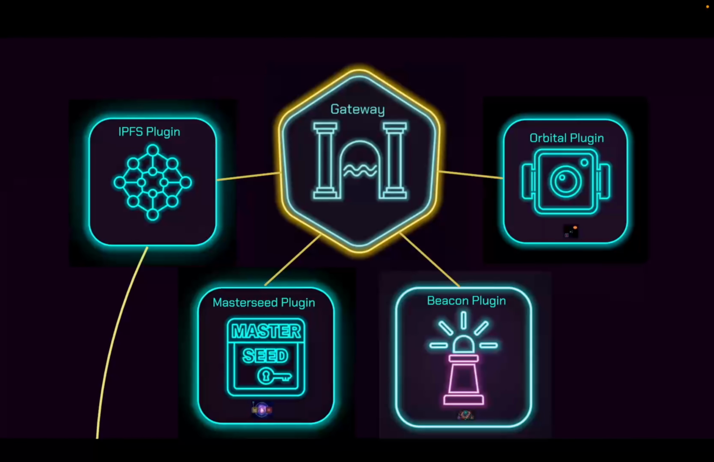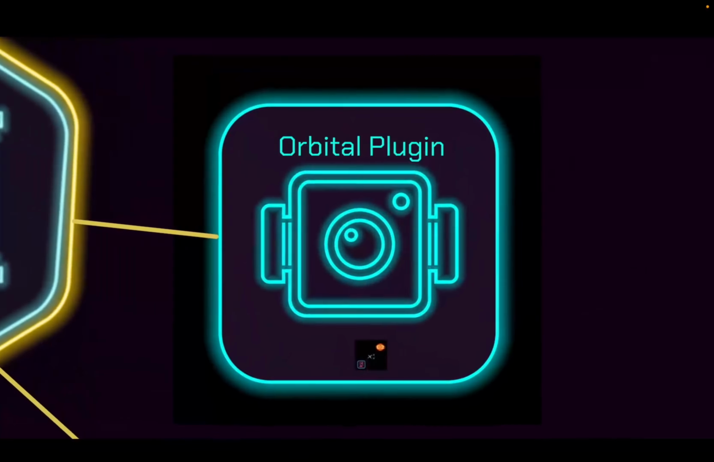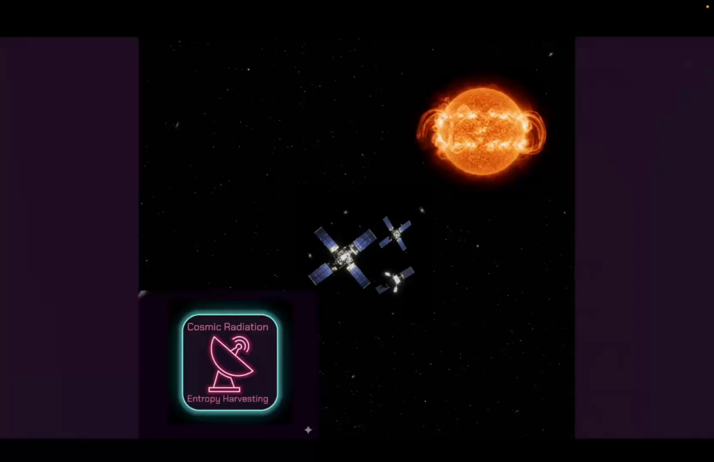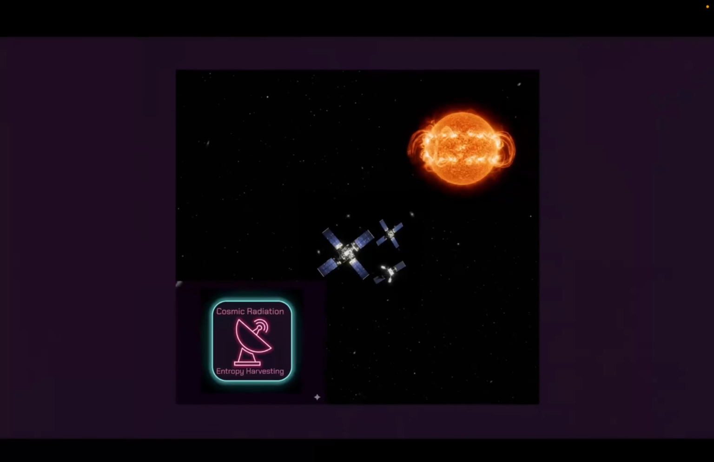The main component in OrbitPort is the gateway, which serves as the framework's generic core and is extended by an assortment of purpose-built plugins. The orbital plugin serves as our egress module that communicates with orbital service providers, primarily satellites. Now, space is constantly engulfed in what can be described as a sea of fluctuating radiation levels from many different sources, and this is constantly observed and harvested for the derivation of randomness.